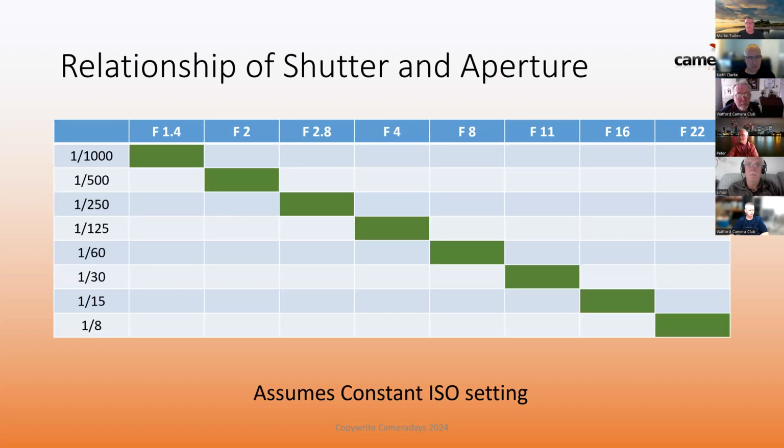Because the reality is, these are all the same. So if you're going to shoot at 1/60th of a second at f8, and that's the correct exposure, you also can do f1.4, 1/1000th of a second.